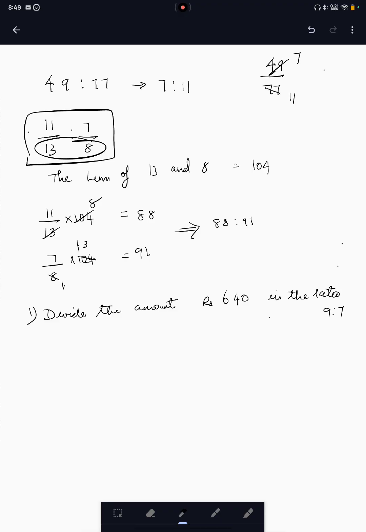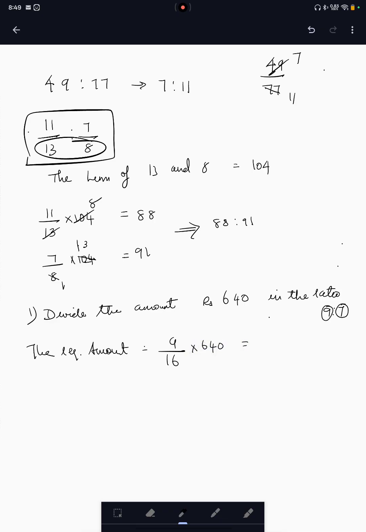So okay, tell me now. First of all, what is the sum of the terms of the ratio? The terms are the first one and the second one, I told you, right? What is the sum of the terms? It is 9 plus 7, which is 16. So the required amount is 9 by 16, out of 16 it is 9, into 640.